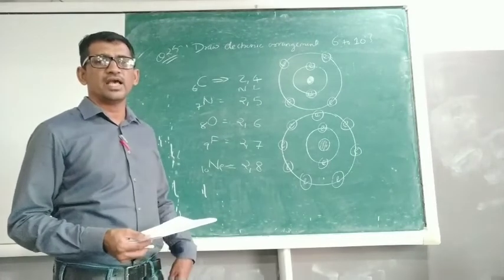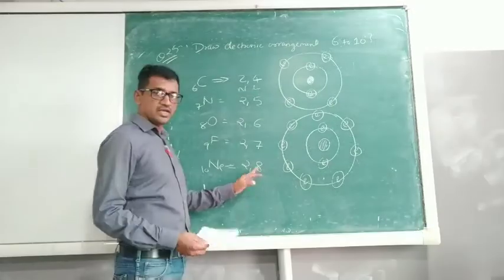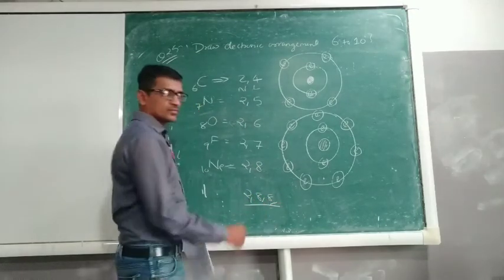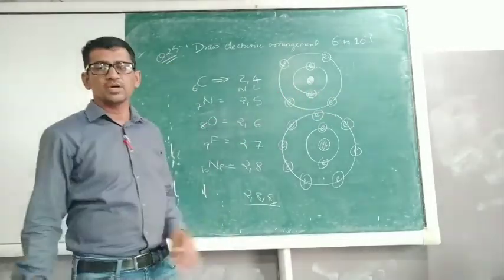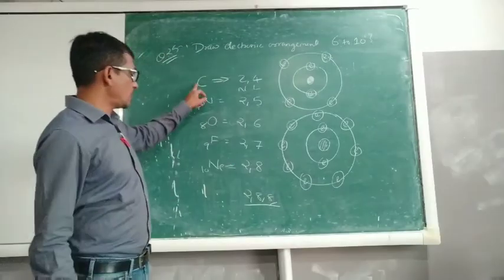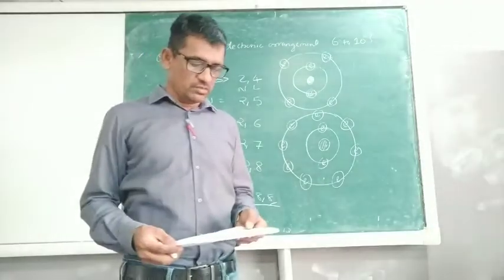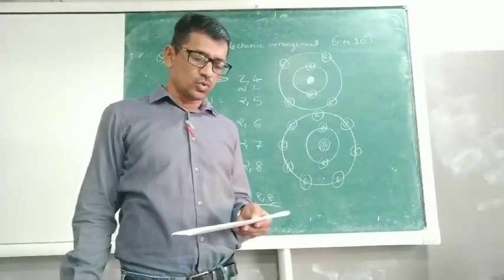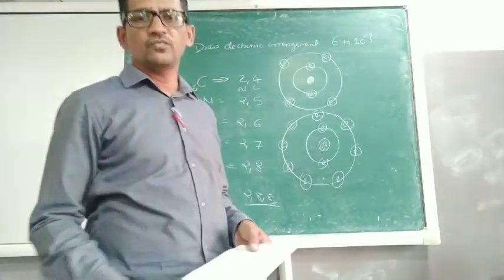Shell means what? K, L, M, N shell. First shell has 2 electrons, second shell has 8 electrons, then the series is 2, 8, 8. And you have to draw this type of electronic configuration for atomic number 6, means from carbon to 10. 10 means what? Neon. The last question is that you have to find the number of protons, electrons and neutrons in atomic number 15.